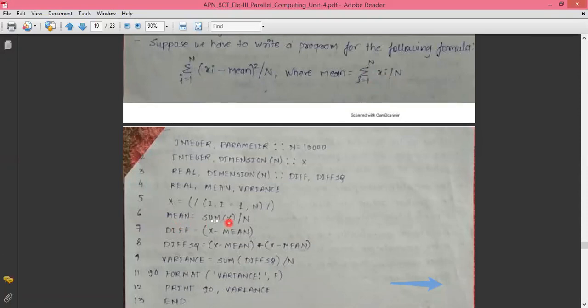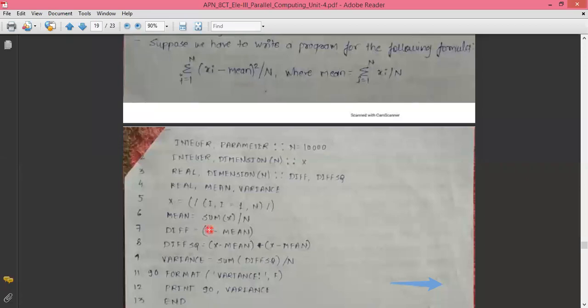Sum of x, where sum is an inbuilt function. I have already taught you that Fortran 90 parallel programming language is supposed to be the most superior and powerful programming language, because these functions have already been defined in it. The only thing the programmer has to do is to incorporate these functions and get rid of the rest. So the sum of all the elements of x, an array, from 1 to n, divided by n, will give me the mean. We are done with this part. We have calculated the mean because we want to incorporate its value over here.